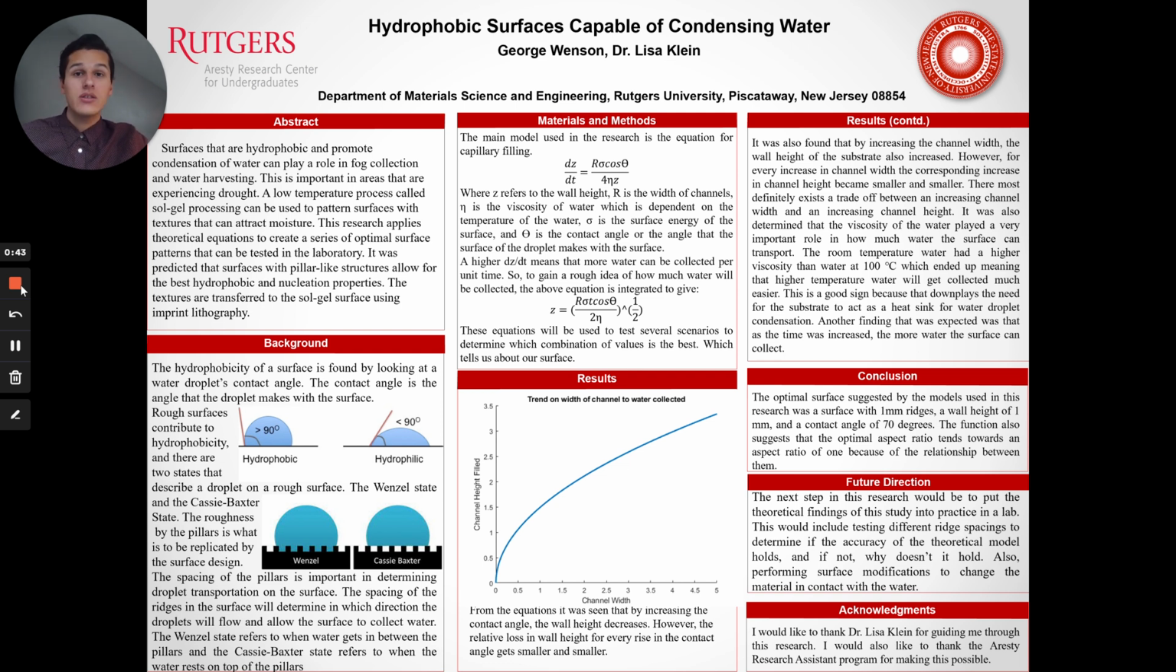The Wenzel state describes when a water droplet gets water in between the ridges of the surface, and the Cassie-Baxter state describes when water actually rides on top of the ridges on the surface.